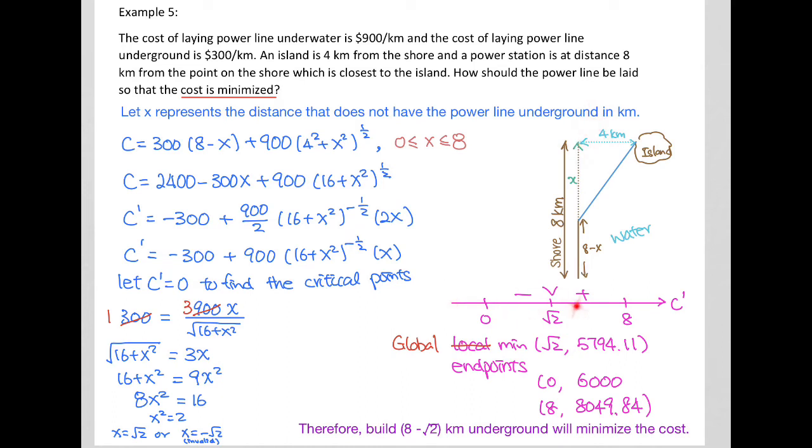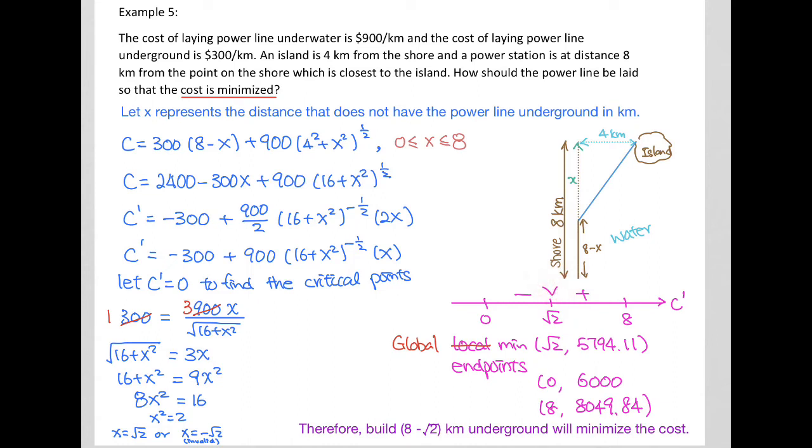Let's put it on the number line. For positive square root of 2, make sure you put the domain endpoints 0 and 8. Check the positive and negative intervals. This side is negative, which means decreasing. This side is positive, which means increasing. That means we are going to have a local minimum.